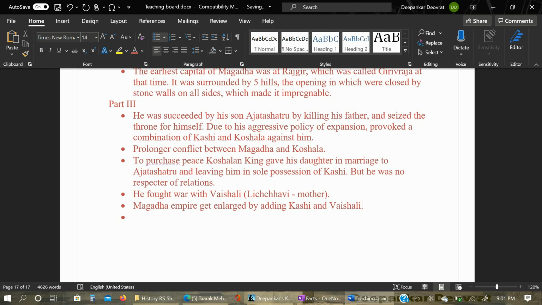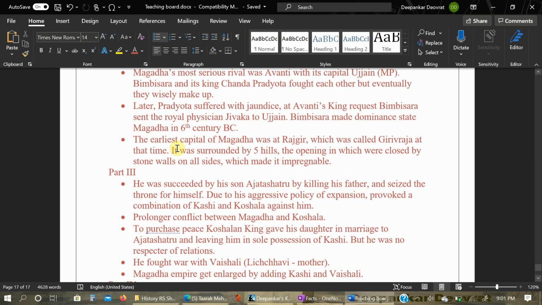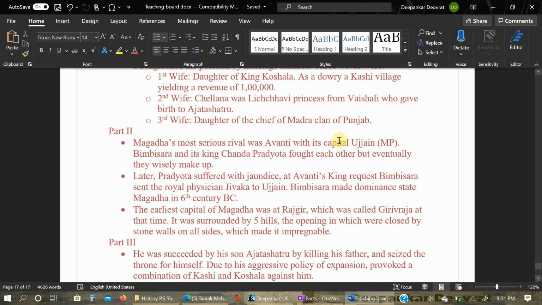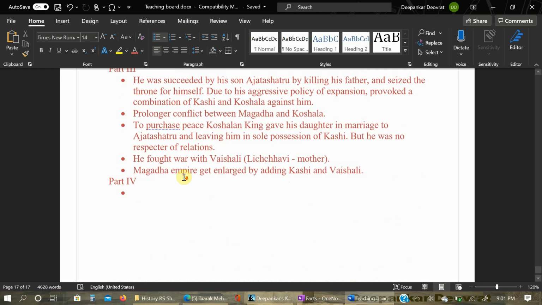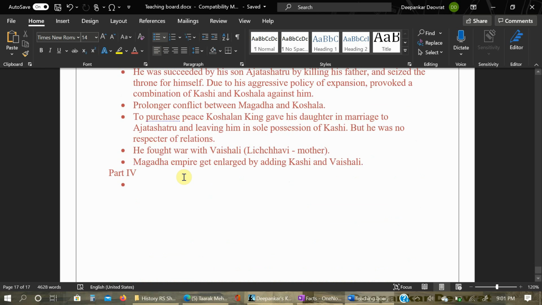And now part 4, the last part, which is a small part. Ajatashatru faced a strong rival in the ruler of Avanti. As I said above, Avanti's capital was Ujjain, where Bimbisara helped by sending his royal physician to cure the king of jaundice at that time.